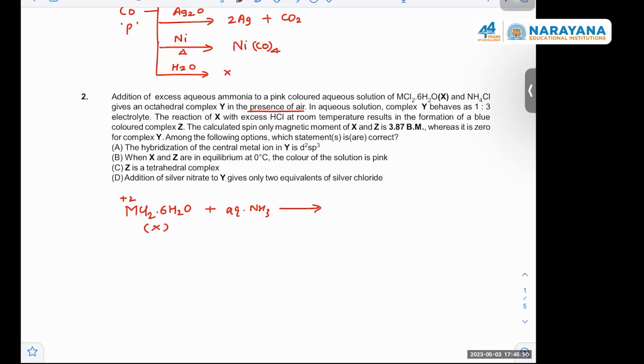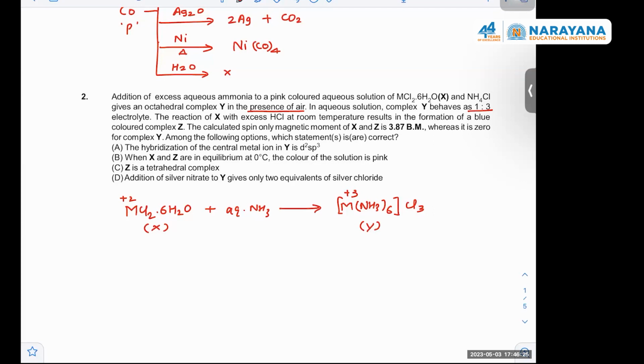Two major equations are given in this, like M(NH3)6. And because it is given as a 1:3 electrolyte, we will consider chloride as 3 and this as a complete cation. So we are considering it as M plus 3. So this will be the Y complex, which will be octahedral.